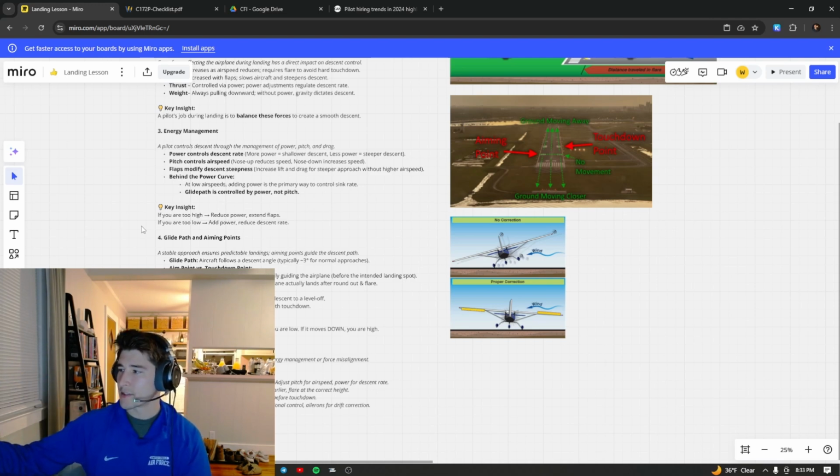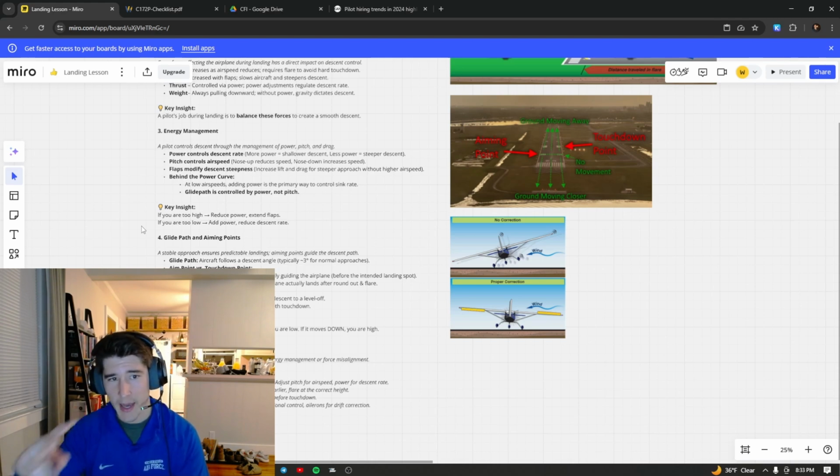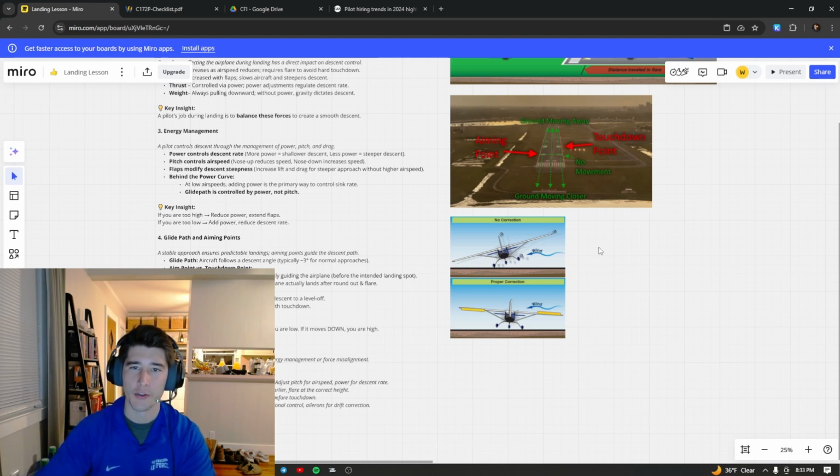And that's not too shallow that you're buzzing the trees as you're approaching the runway. Aim point is going to be where you are visually guiding the airplane, and it's going to be before the intended landing spot. And then your touchdown point will be as you round out and you continue your flare, your touchdown point will be further away from your aim point.